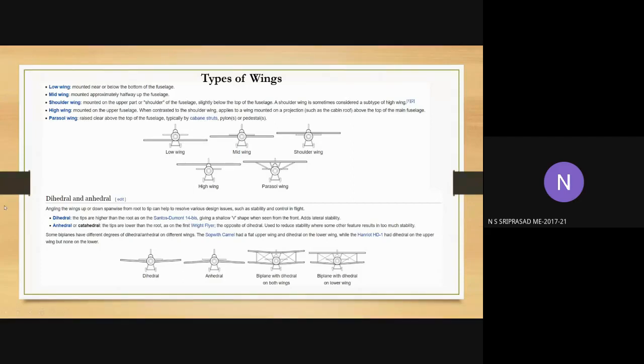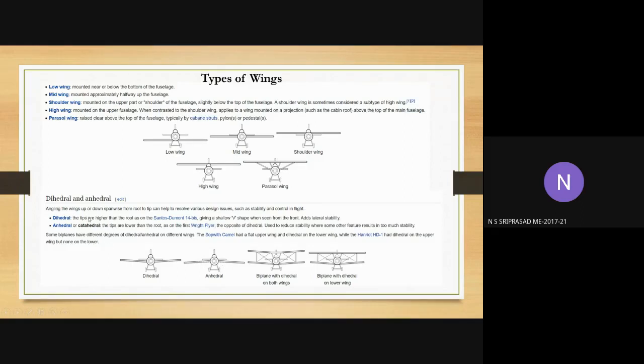Then we have something called the dihedral and anhedral wings. A dihedral is when there's an angle. Usually wings are, see in the above figure, completely horizontal, right? But over here you can clearly see that there's an angle, like a V kind of thing formed for the first one, that is called the dihedral. Then you have an upside down V, that is called an anhedral.